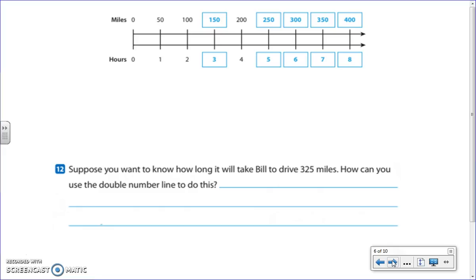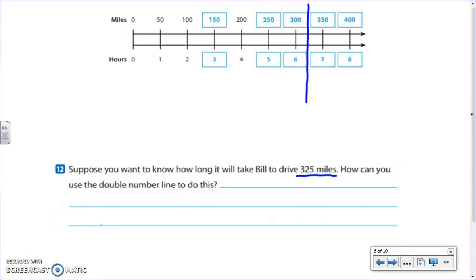It says, suppose you want to know how long it will take Bill to drive 325 miles. How can you use the double number line to do this? Okay, so in the double number line, it's spaced evenly all the way through. And there's some things I know about the number 325. I don't see it on the number line anywhere, but I know that it would fall exactly halfway in between 300 and 350.